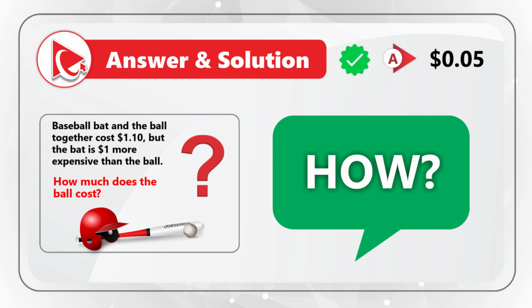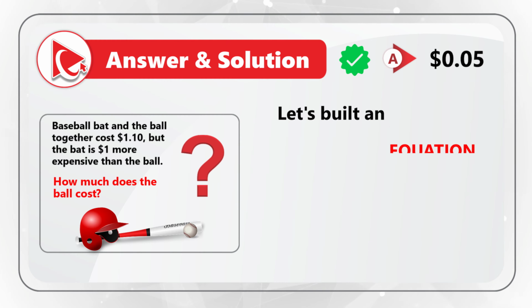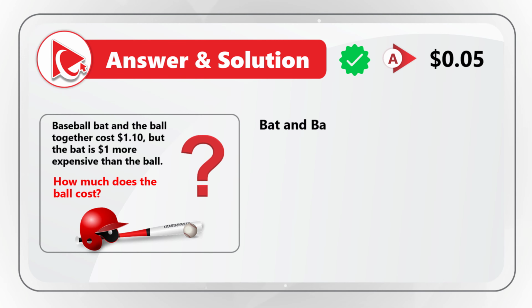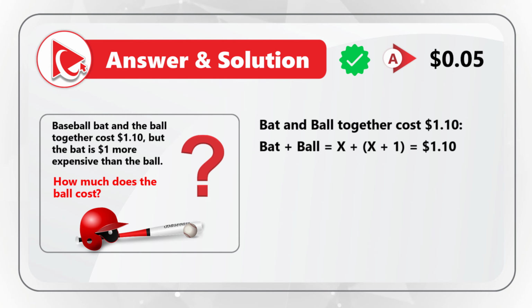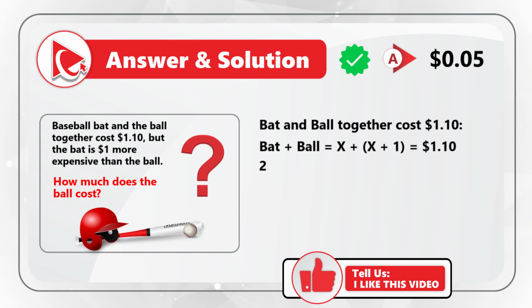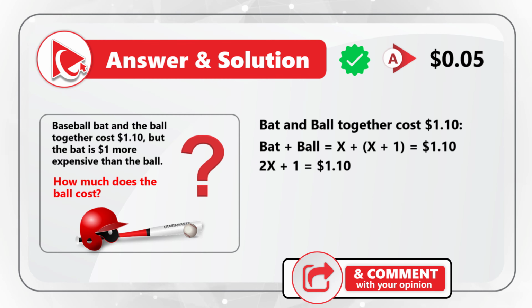But how do you get to the correct solution mathematically? Let me teach you the magic trick behind this problem. Let's build a quick equation. The cost of a ball would be X. And since the bat costs $1 more, the cost of the bat would be X plus $1. Now we can take advantage of the fact that the ball and the bat together cost $1.10. Bat plus ball would be X plus X plus 1, which would be equal to $1.10, which would mean that 2X plus 1 would be equal to $1.10.